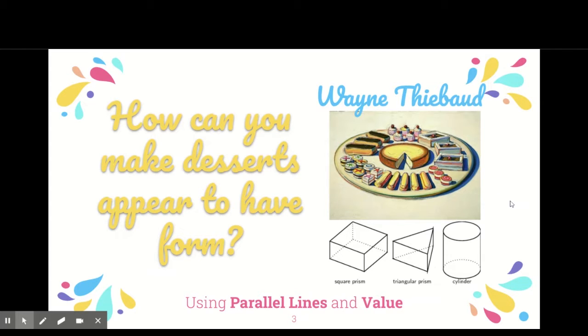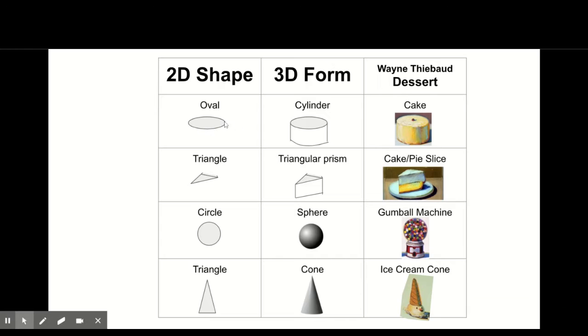And let's talk a little bit more about that. So if you start with an oval, you add parallel lines and a curve, and value, you have cake. Triangle, parallel lines, value, you have a cake or pie slice. If you have a circle, and you add just some value in there, it becomes a sphere, and that's how he made the gumballs in his gumball machine and the other gumballs there. Down here we have a triangle, which he added value to become a cone, and then he has his ice cream cones. So we start from shape, then we add parallel lines and value, and then it turns into a realistic looking dessert.